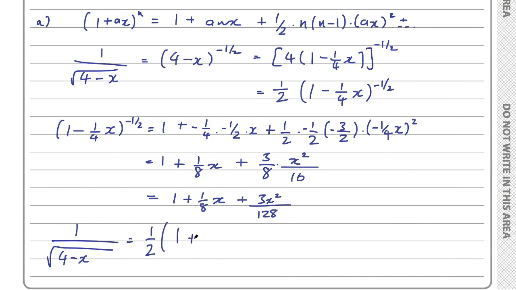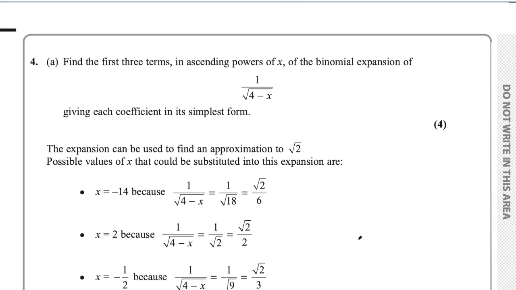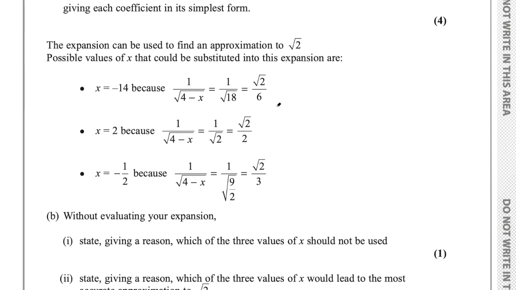So 1 plus 1/8 x plus 3x squared on 128. And if I expand that half, we get a half plus 1/16 x plus 3 on 128 times 2 is 256 x squared. So they are my first three terms of my expansion in their simplest form.